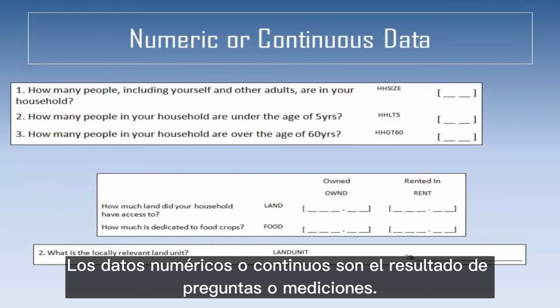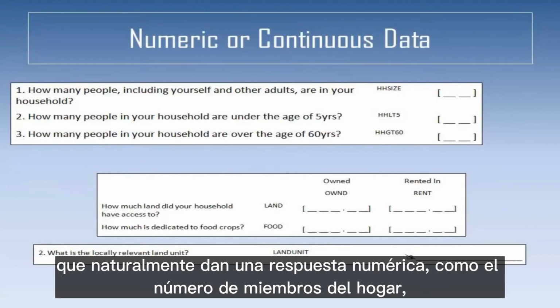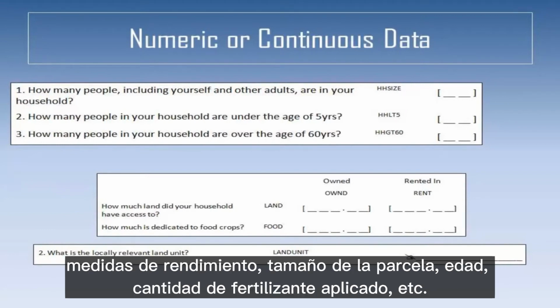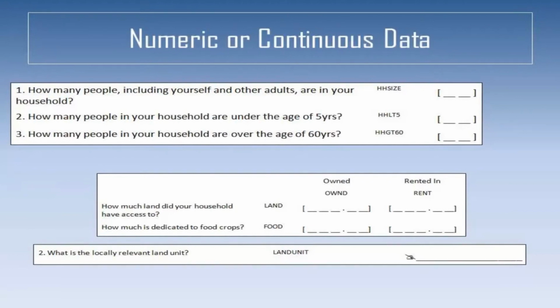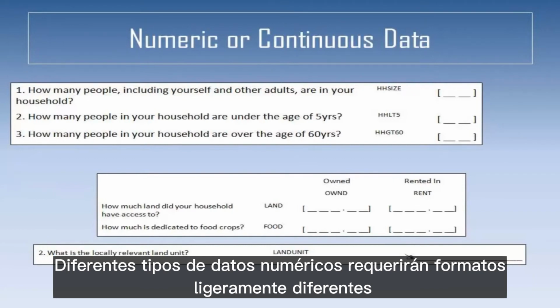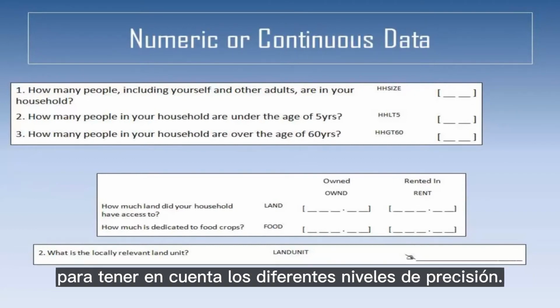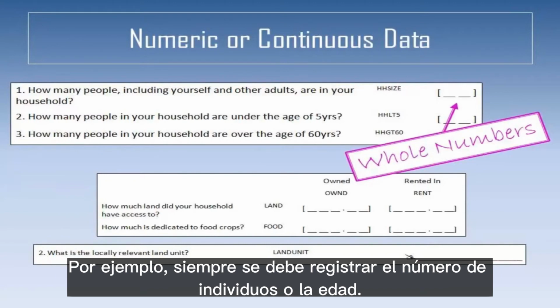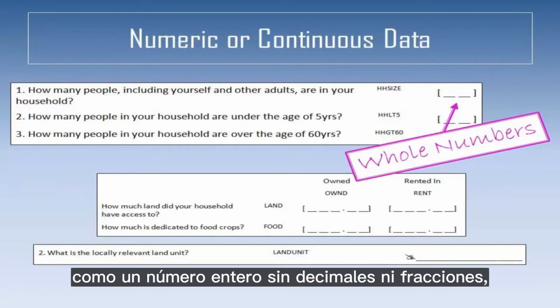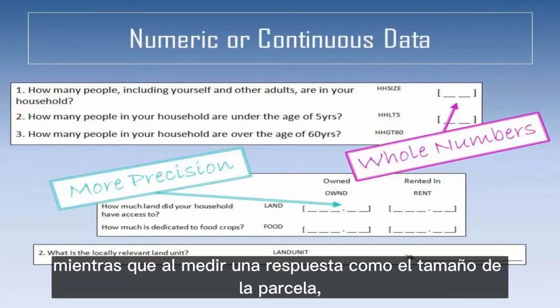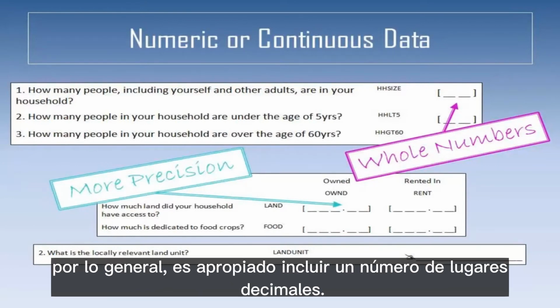Numeric or continuous data is the result of questions or measurements that naturally give a number response, such as number of household members, yield measurements, plot size, age, amount of fertilizer applied, etc. Different types of numeric data will require slightly different formats to account for different levels of precision. For example, number of individuals or age should always be recorded as a whole number with no decimal places or fractions, whereas when measuring a response such as plot size, it is usually appropriate to include a number of decimal places.